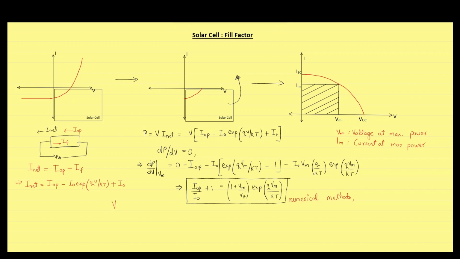After finding the value of voltage and current which delivers the maximum power, the fill factor can be defined, which is equal to product of current and voltage values at maximum power divided by open circuit voltage multiplied by short circuit current. This is the figure of merit for a solar cell.